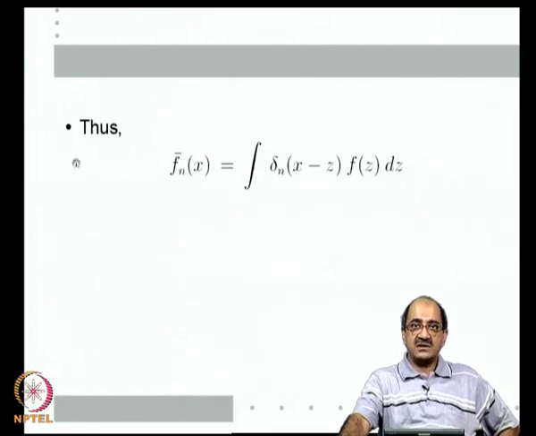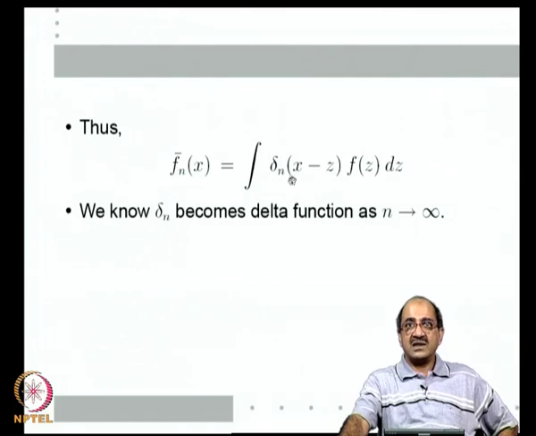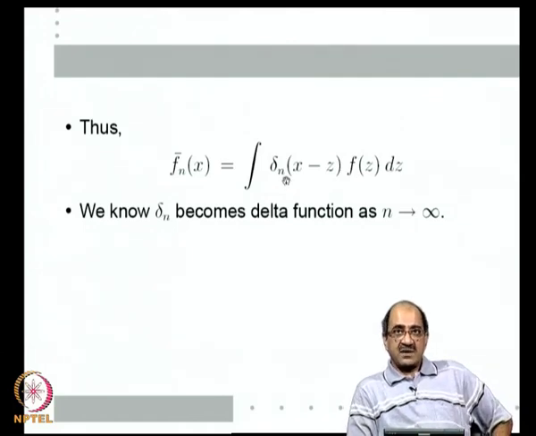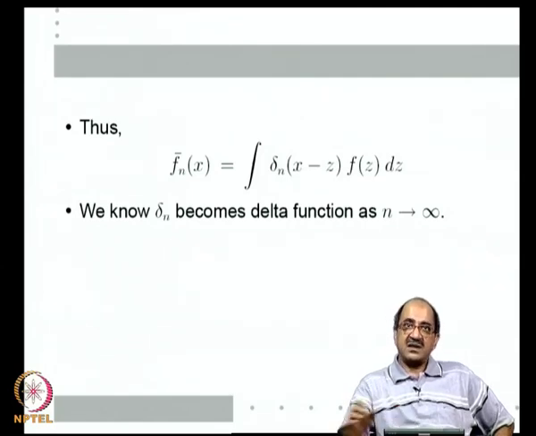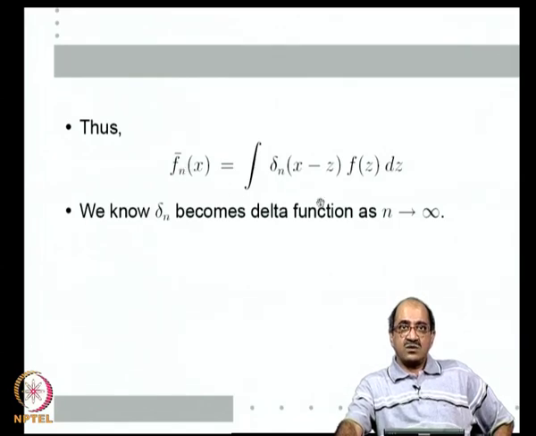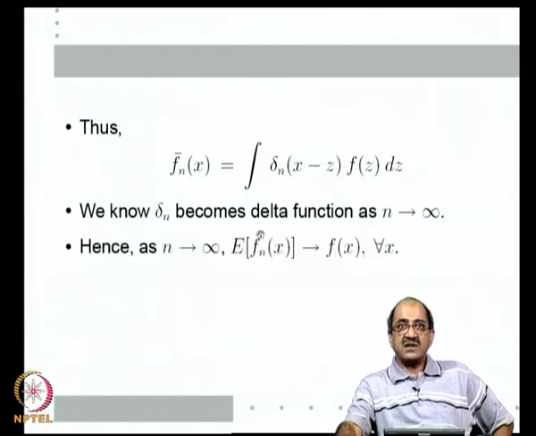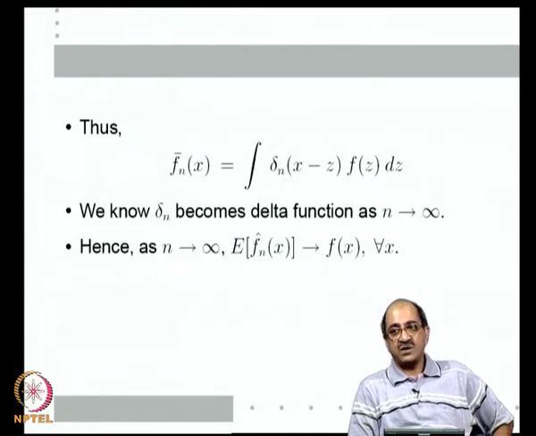So, we have this, and as n tends to infinity we know that delta n becomes the delta function. When delta n becomes the delta function, integral delta (x minus z) f(z) dz will be f(x), that is the property of the delta function. Right. So, because we know as n tends to infinity delta n becomes the delta function, this equation tells us that as n tends to infinity f bar n(x), which is the expected value of f hat n(x), goes to f(x). So, as n tends to infinity, the mean of f hat n(x) goes to f(x).